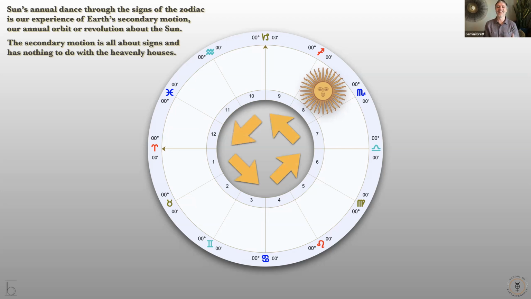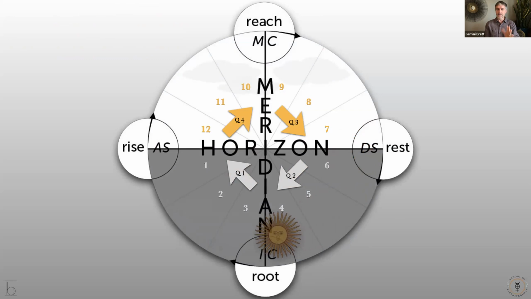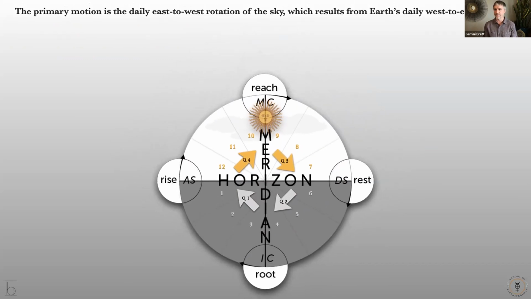Okay. We want to tune into this primary motion. So the secondary motion is through the signs, the year, but I want to bring you into a practice of connecting to the clockwise motion. And all you have to do is get outside and watch the sun rise and reach and rest en route. Let me hide my camera because it's hiding this language.